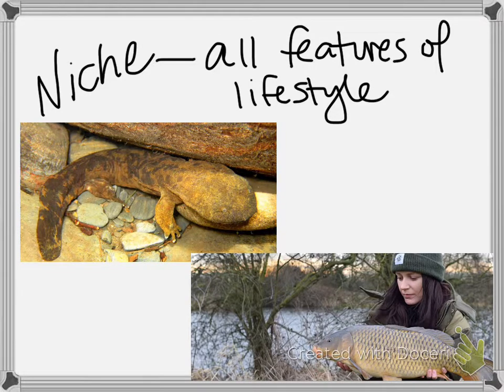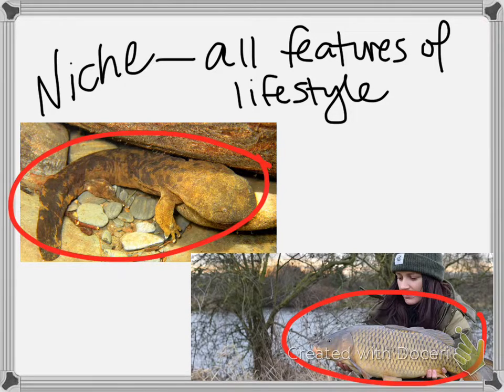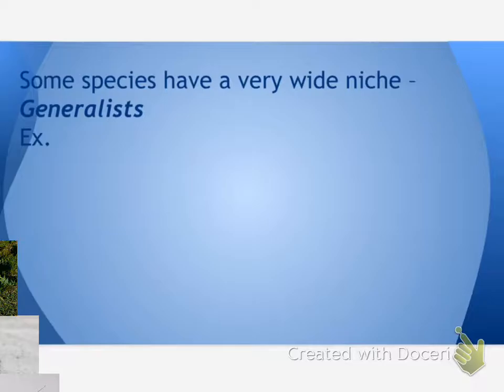Now, we've talked already about carp and hellbenders. And we said that carp seem to be able to survive in just about any kind of water, while hellbenders need cold, high oxygen streams to survive. Well, there's a broader theme here. There are species that have very wide niches. We call them generalist species, and they're able to survive a wide range of abiotic factors.